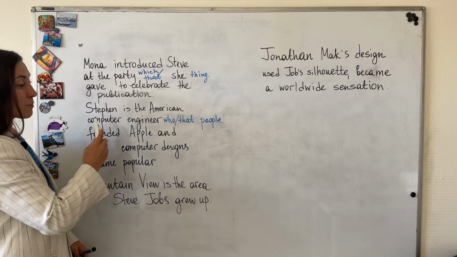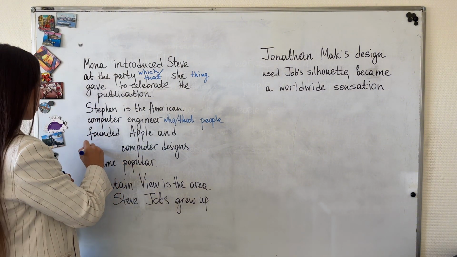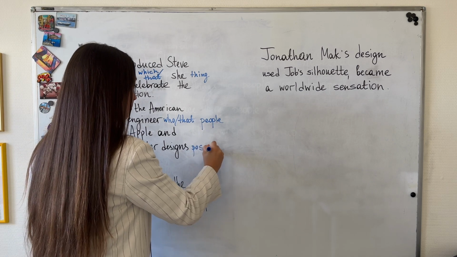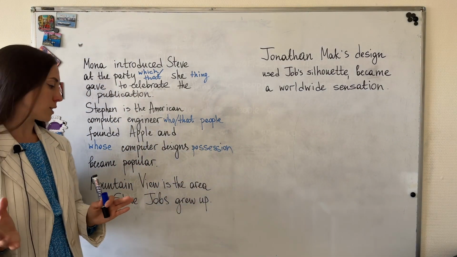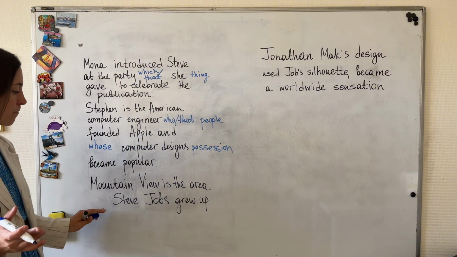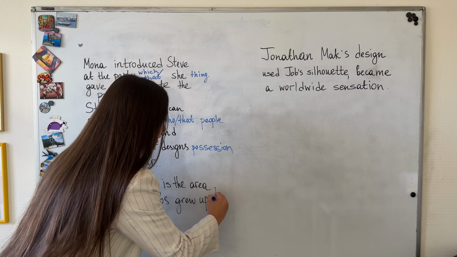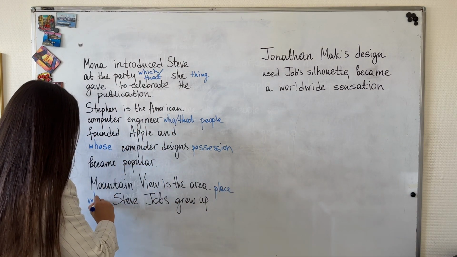Here we are talking about the possessions. It's his designs. That's why we use whose. Possession. Okay, and the final one. Mountain View is the area Steve Jobs grew up. As we are talking about the place, we will use where.